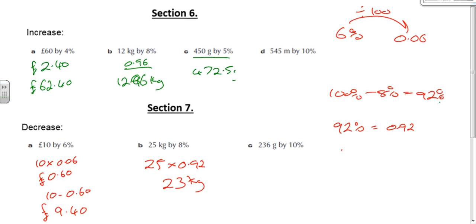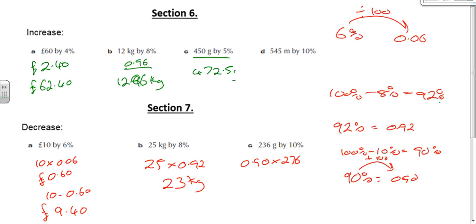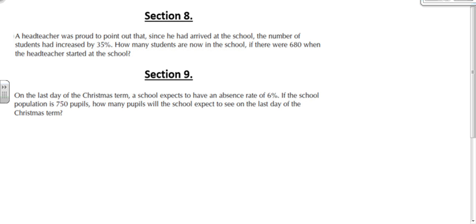Next one, we're going to decrease it by 10%. So it's off with 100%. Take away or decrease it by 10%, which gives us 90%. 90% equals 0.90 because we divide by 100. So 0.90 times by 236 equals 212.4, and that's grams. And so that's all section 7 done. Well, I've got 2 more sections to do now.